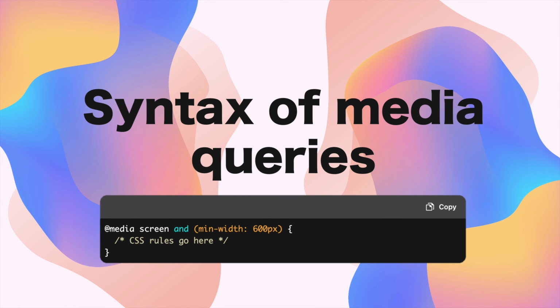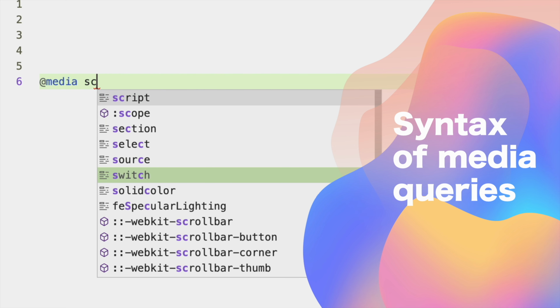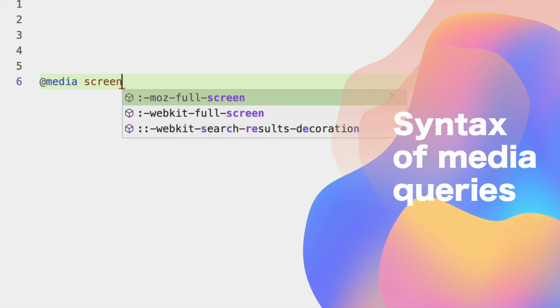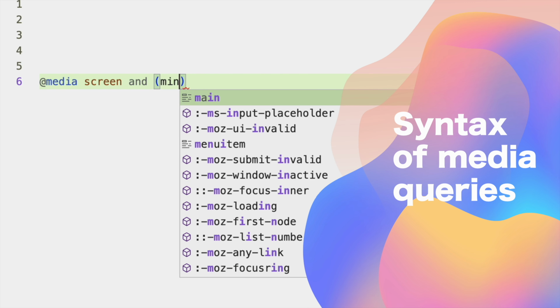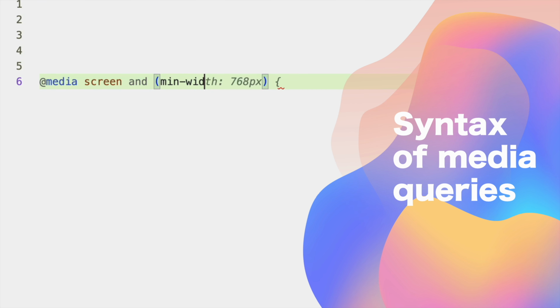The syntax of a media query is straightforward. It starts with the @media rule, followed by one or more media types, such as screen or print. After the media types, we can define one or more conditions using logical operators such as and, not, and only. Finally, the media query includes a block of CSS rules that apply only when the conditions are met. Here's an example of a media query that applies styles only when the screen width is 600px or greater.